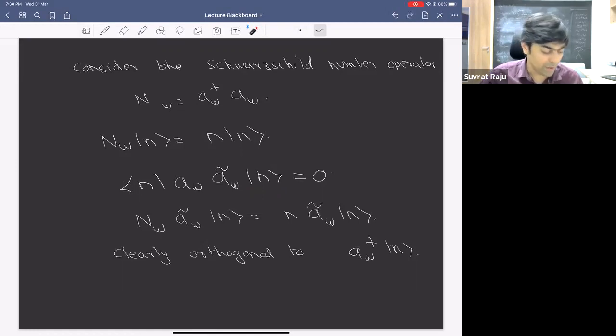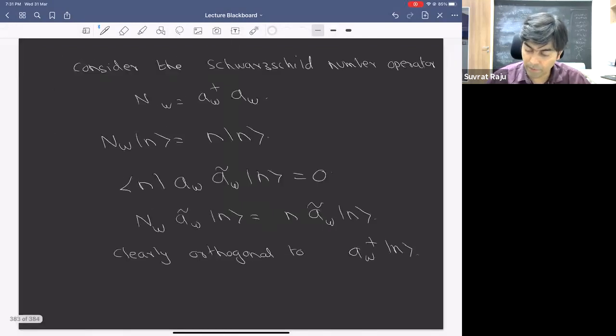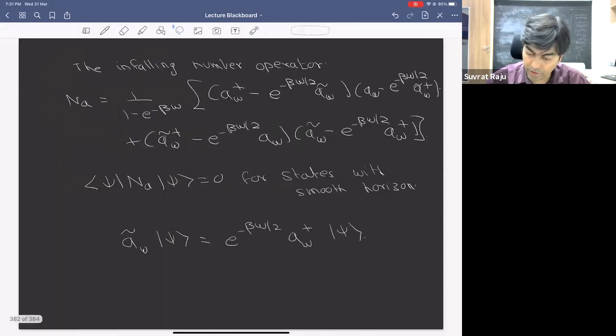Okay, but now we are going to run into a paradox in the following way. In what I just said, actually, we can make it a little bit more precise by just computing the expectation value of this infalling number operator in one of these Schwarzschild eigenstates. Let me take this expression and just show you something about that.